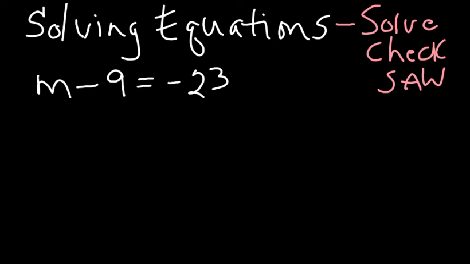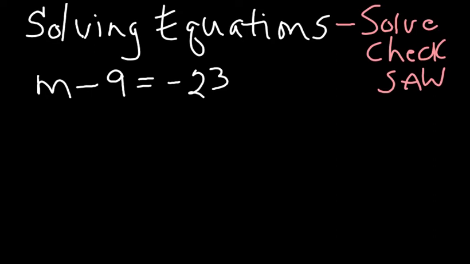So, here we go. Here's our first one. M minus 9 equals negative 23. We want to find out what M is. An equation is like a balance. This side has to stay in balance with this side. I can do anything I want to this equation, but I have to do the same thing to both sides. So, I'm going to try to isolate the variable. That means I want to get M all by itself on one side.